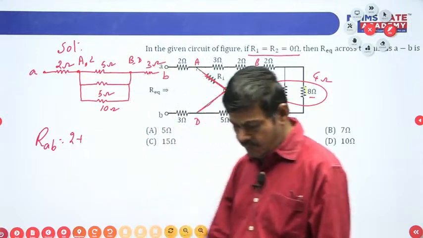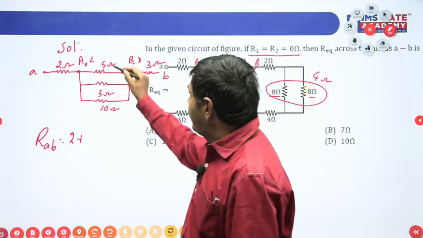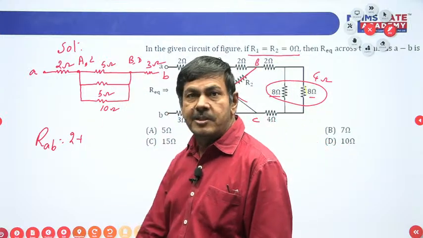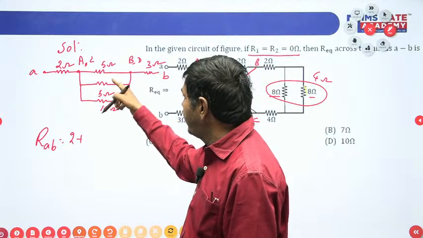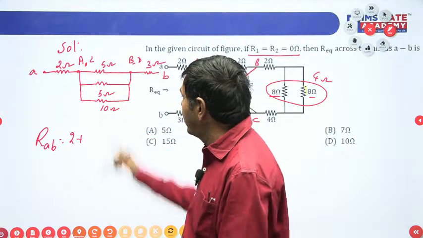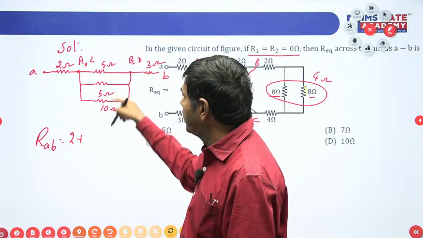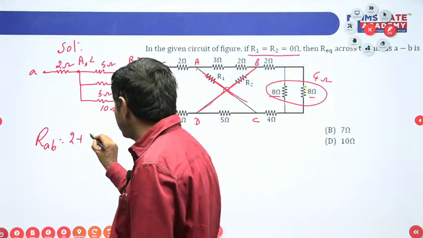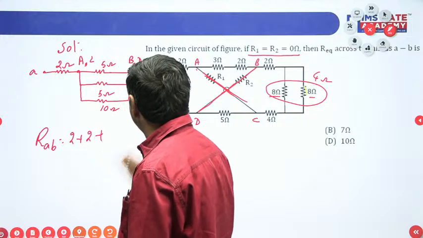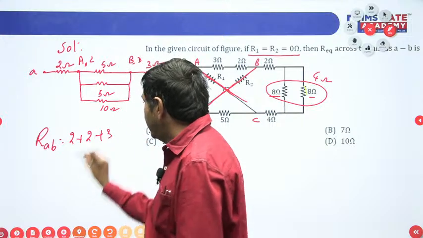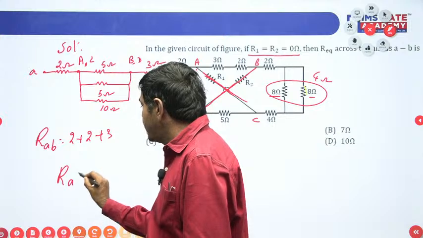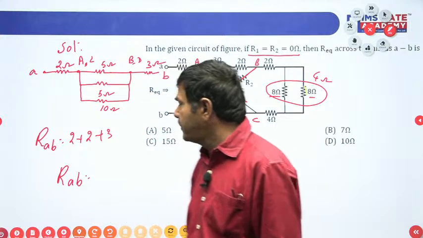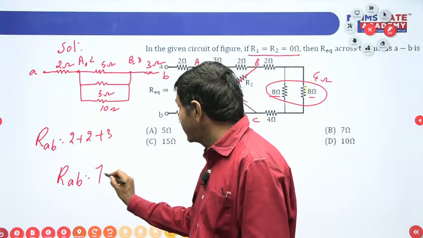There is the 2 ohm we got here now. 5 and 5 in parallel becomes 2.5. 2.5 and 10 in parallel, 2.5 into 10 by 2.5 plus 10, becomes 2 ohms. Now 2 ohms plus 3 ohms here I got. Finally, RAB equals what? 3 plus 2 is 5, 5 plus 2 is 7 ohms.